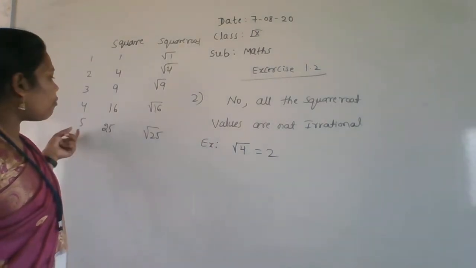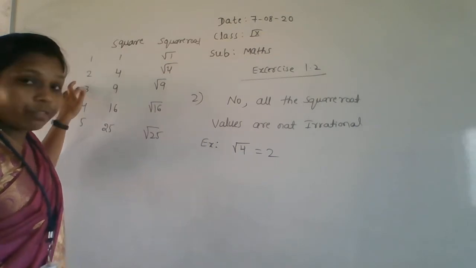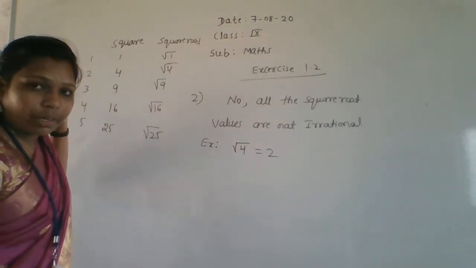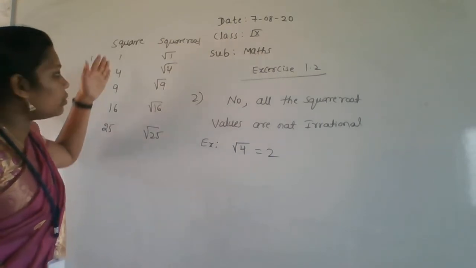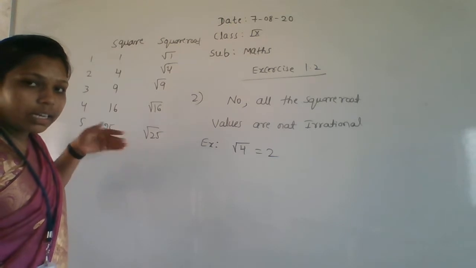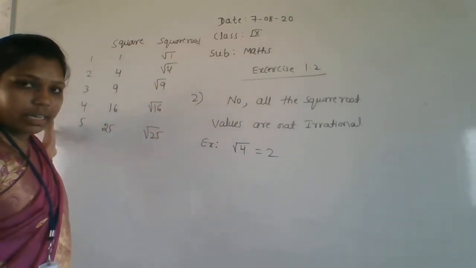Okay. What is the square of 5? 25. What is the square of 4? That is 16. What is the square of 3? That is 9. What is the square of 2? That is 4. Like that you have to tell. If they ask a square value, then you multiply the number twice and tell the answer. If they ask the square root of those numbers, you have to say like this.